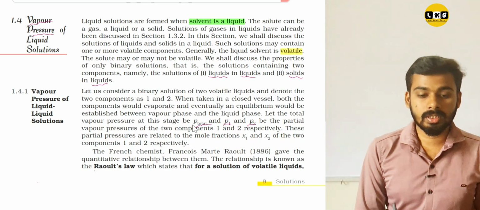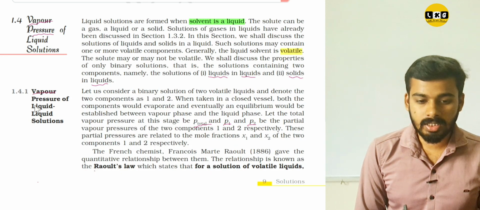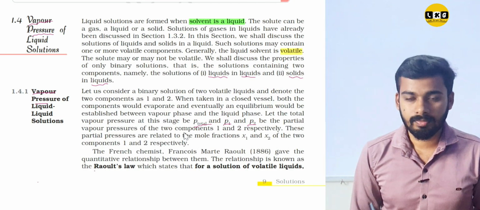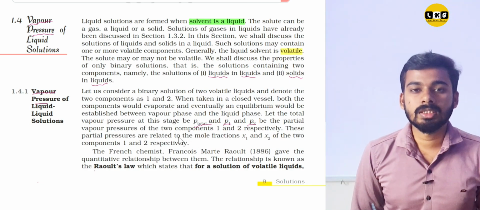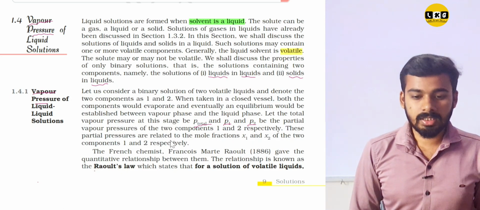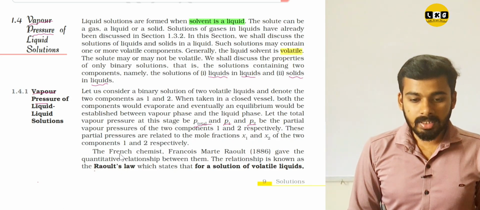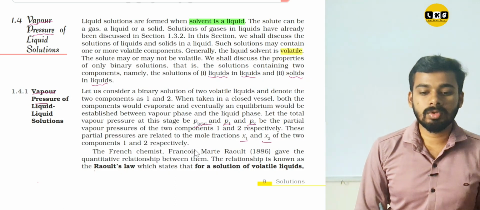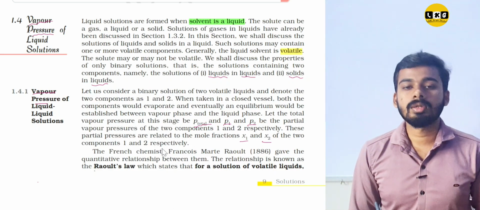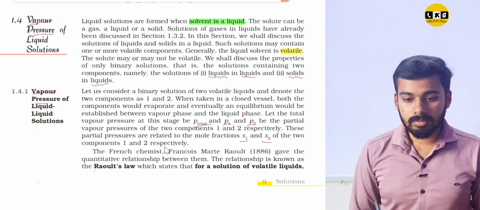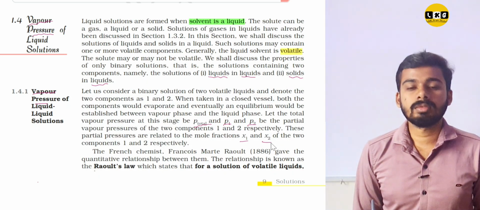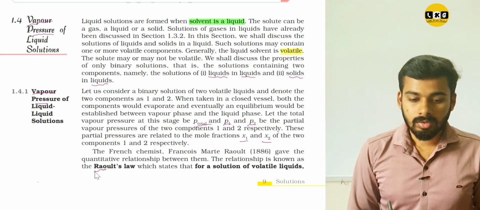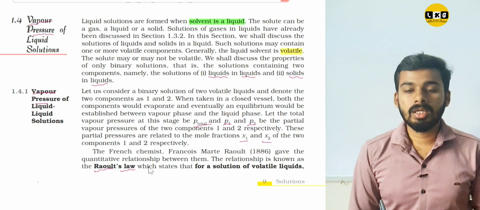Now what is vapor pressure? The pressure exerted by the vapor in a given system is called vapor pressure. The partial vapor pressures of the two components are related to the mole fractions x1 and x2 of the two components 1 and 2 respectively. In Henry's law also we considered mole fraction, and here also we will consider x1 and x2, the mole fractions of the two components.